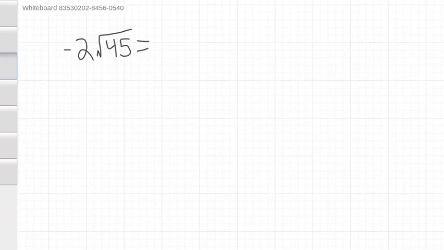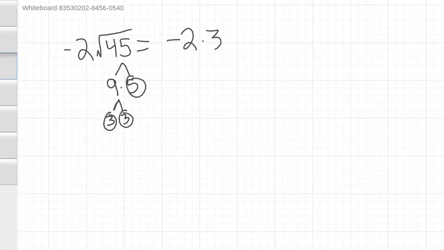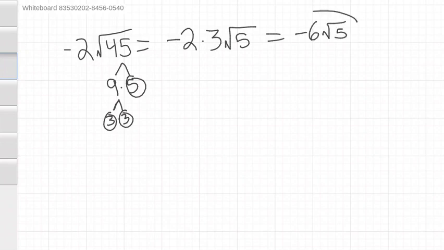Let's practice. -2 square root of 45. 45 can be broken down to 9 and 5. 9 can be broken down to 3 and 3. 5 is prime, and so is 3. We see our pair, which is 3. So -2 times 3 square root of 5. That would be -6 square root of 5.